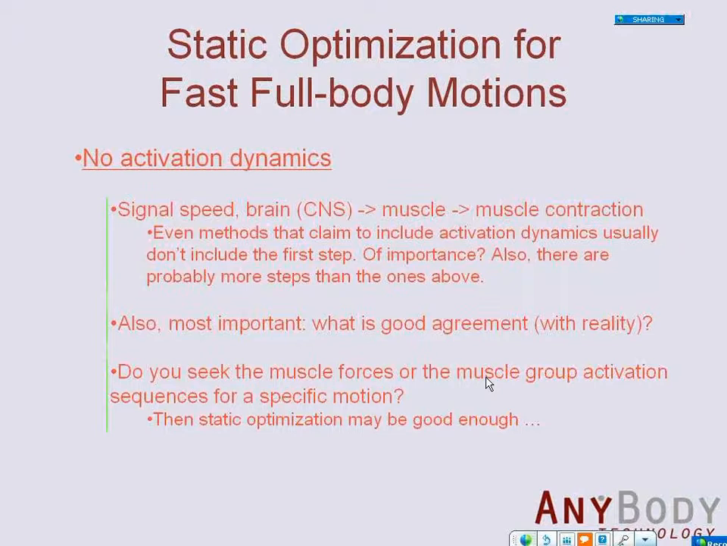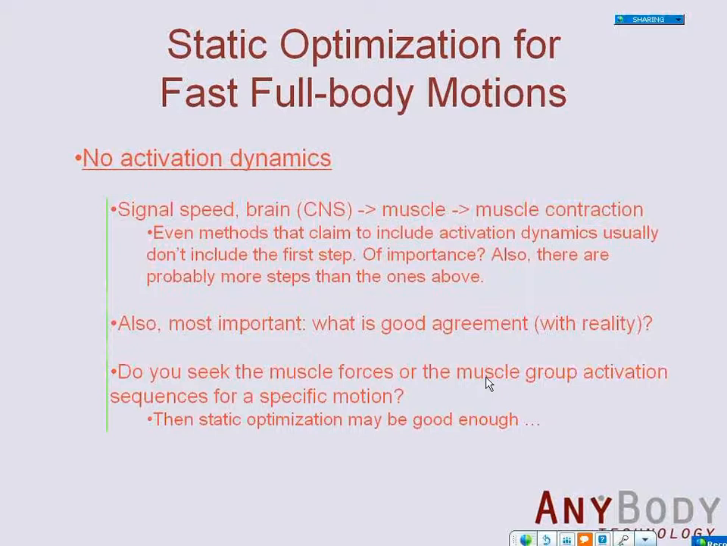You have the signal speed. The brain or the central nervous system tells the muscle to do something, then it takes some time for the muscle to actually contract. And even methods that claim to include the activation dynamics usually don't include the first steps from when the brain tells the muscle to do something. I'm not sure if that is of any importance, but it might be. Also, there are probably more steps than the one shown above.